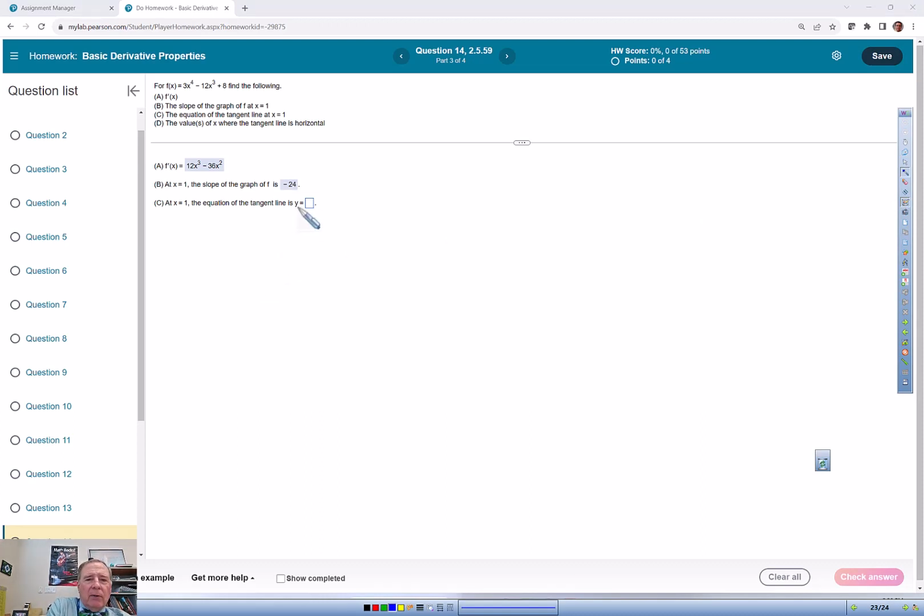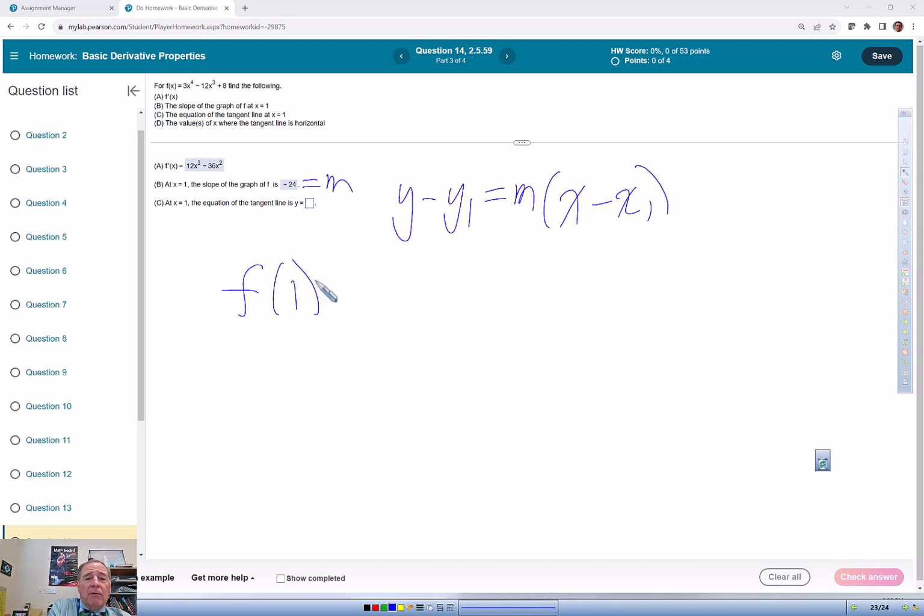Now we're going to go on to part C, the equation of the tangent line at x equals 1. We know they want us to put it in slope-intercept form because they say just y equals. Most people would leave it in point-slope form, but they want us to distribute it out. So we know a slope, negative 24. We know an x value, but we don't know a y value. We get the y value from the original function.